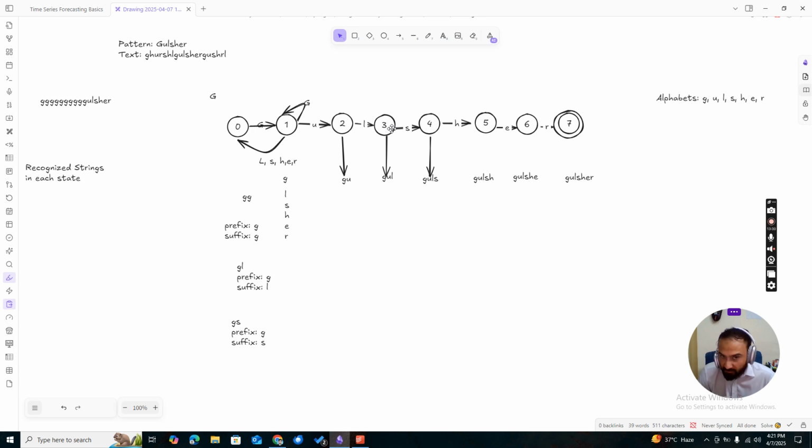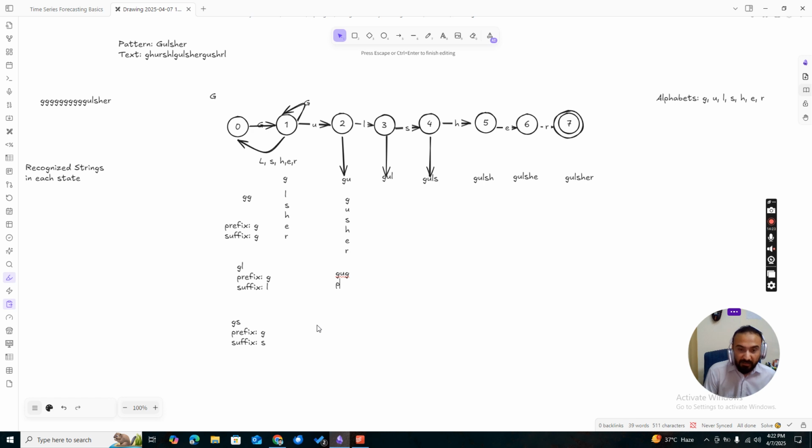But there are also other possibilities. What if instead of L we have other alphabets, which are G, U, S, H, E, R. If L occurs, we will transit to the third state. But what if instead of L we have G, U, S, H, E, R? So we need to study the possibility of G. What will happen if G occurs, right? So now if instead of L, G occurs, the string will be GU. If L occurs, we will transit to the third state. But what if instead of L we have G? Then what will we do?